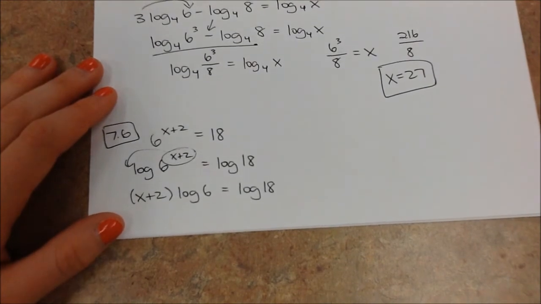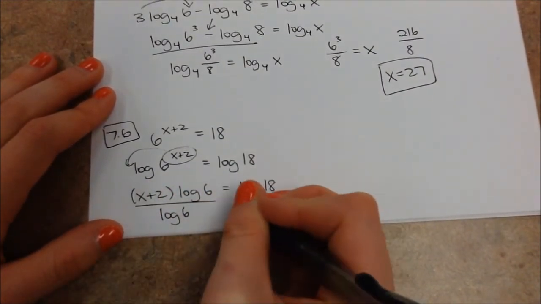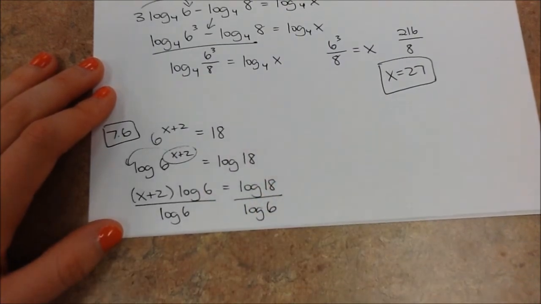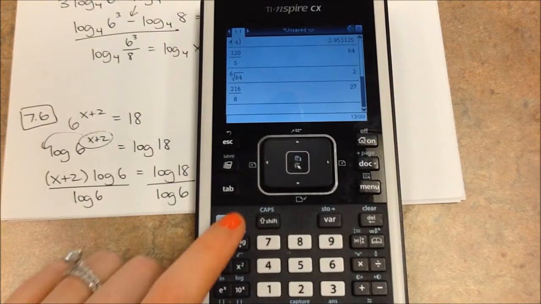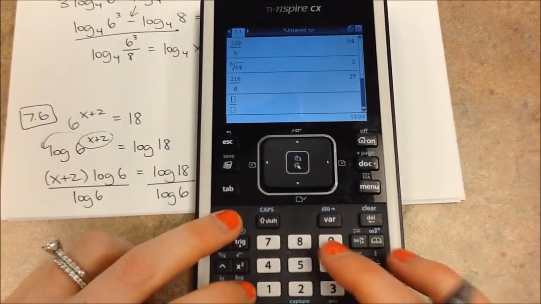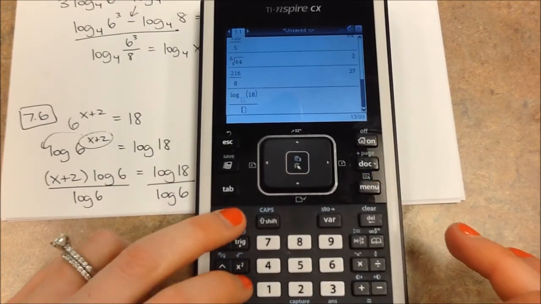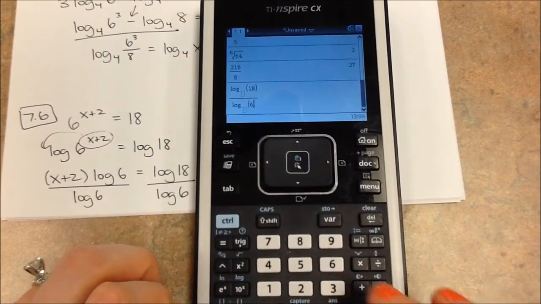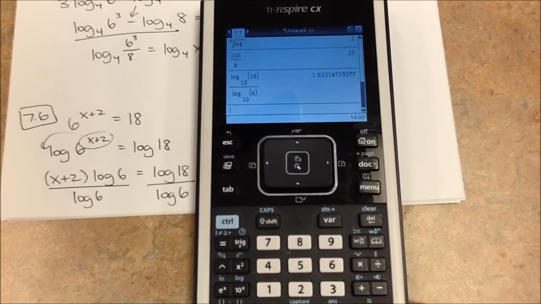Okay, now we're trying to get the x by itself, so I'm going to divide both sides by the log of 6. Okay, and then let me show you very, very carefully how you need to plug that in. So set up a little fraction, and you'll do log of 18. If you just skip over that first box, it'll assume you mean 10, which is the common log. Okay, so you have to type it in like that. You can't divide the 18 just by 6. You have to do a separate log in the numerator and a separate log in the denominator.